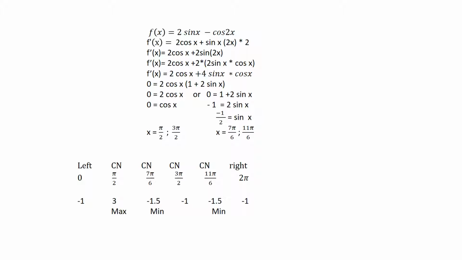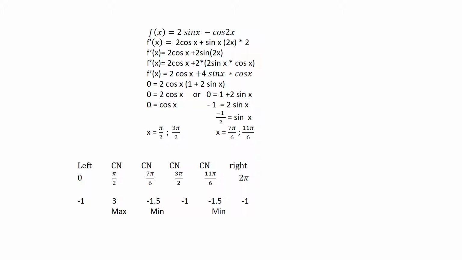Now to find the critical numbers, we set the derivative equal to 0, and we're going to factor out the greatest common factor of 2 cosine x. Once we factor out 2 cosine x, we are left with 1 plus 2 sine x. Next step, we set each part equal to 0, so 0 equals 2 cosine x, or 0 equals 1 plus 2 times the sine of x.